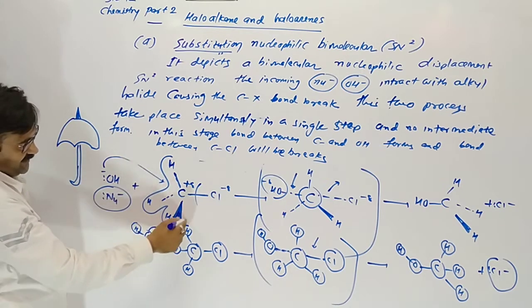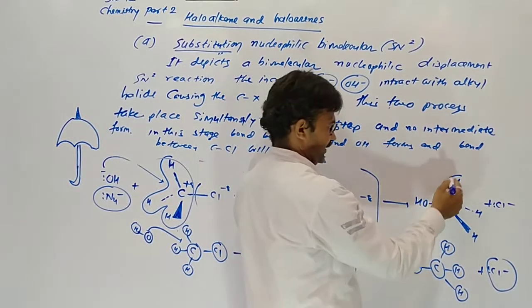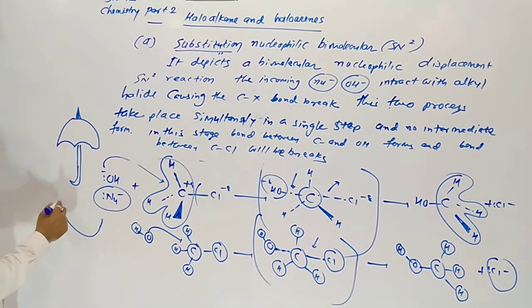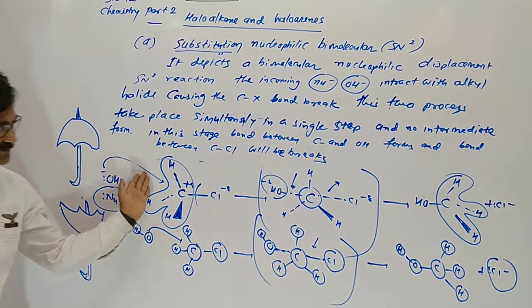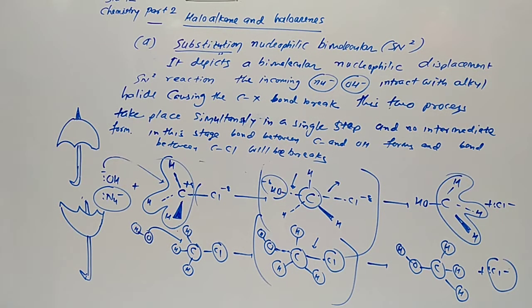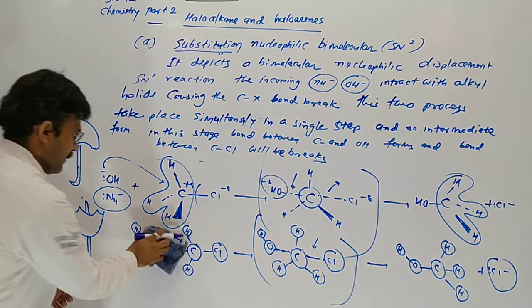The arrangement was like this, and you can see this arrangement changes here. So when it became like this, our umbrella turned inside out. That is called inversion. Inversion occurs. The configuration of the carbon atom under attack turns inside out, much the same way an umbrella does in strong wind, while the leaving group is pushed away. The process is called the inversion of configuration.